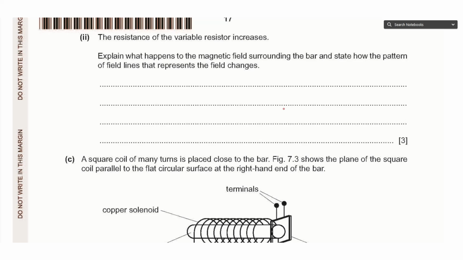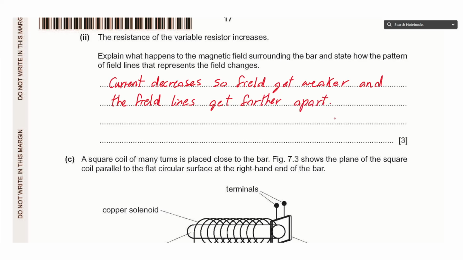Part ii says the resistance of the variable resistor increases. Explain what happens to the magnetic field surrounding the bar and state how the pattern of the field lines that represents the field changes. So the resistance in a circuit increases. That means that the current will decrease. So first we say that current decreases. And the current is what magnetizes the iron core. So the field gets weaker since the current is less now. A weaker field is represented by lines that are far apart. So we say the field lines get further apart.